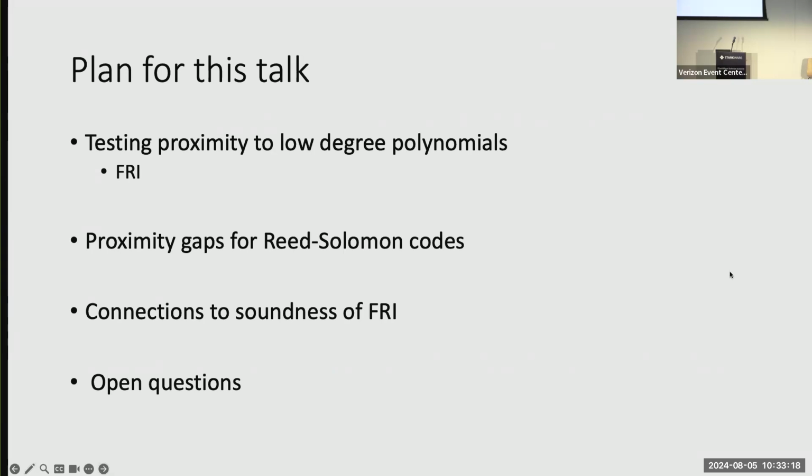And I will be talking about the FRI protocol and in particular testing proximity to low degree polynomials. In this talk, I'll be talking about the original FRI protocol, a particular component which is crucial to analyzing the soundness of the FRI protocol, which is proximity gaps for Reed-Solomon codes. So I'll tell you about that, and then we'll see connections to the soundness of FRI, and then we'll end with a very interesting open question related to it.